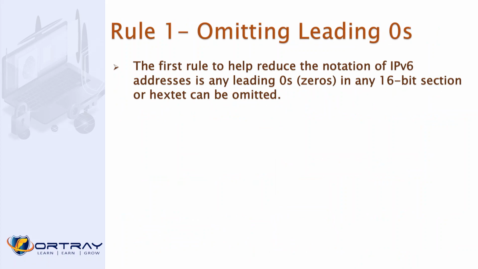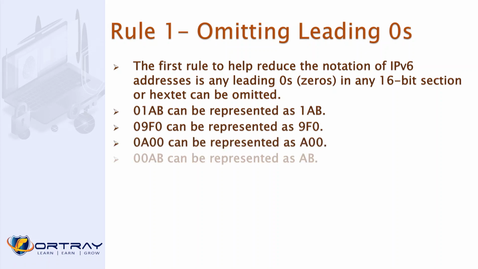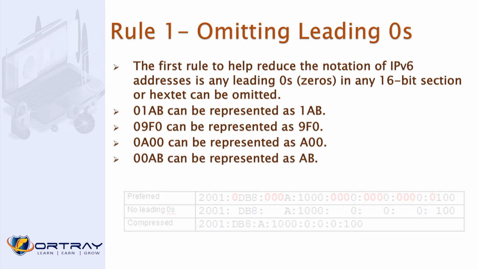Now, an IPv6 address is very long when you write it. What we can do is minimize that size. The first rule to help reduce the notation of an IPv6 address is that leading 0s in any 16-bit section or hextet can be omitted. So 01AB can be represented as 1AB, 09F0 can be represented as 9F0. So you can remove the leftmost 0s, and 00AB can be represented as just AB as well.